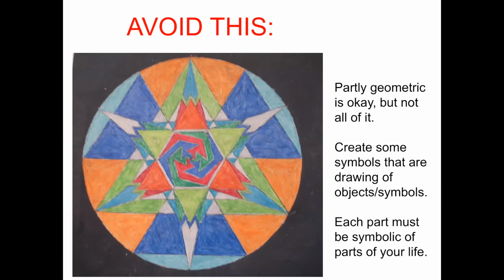Also, this is a gorgeous geometric design, but I'm not getting what it's about. I don't know what the theme is. I don't know what parts of this person's life it was supposed to represent. It's okay to do partly geometric. It actually probably helps your design, but create some symbols that are drawings of objects or symbolic images that help us understand what you're passionate about. Each part should be symbolic of some part of your life.